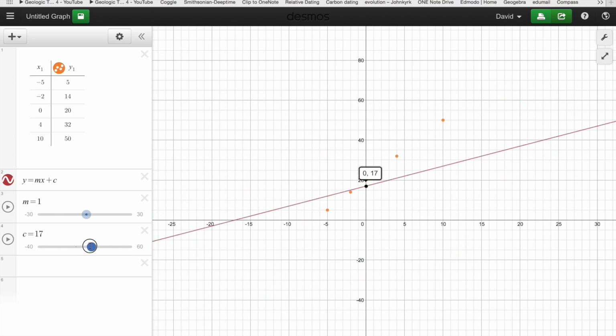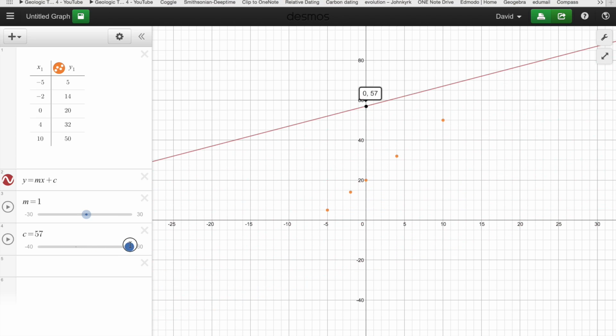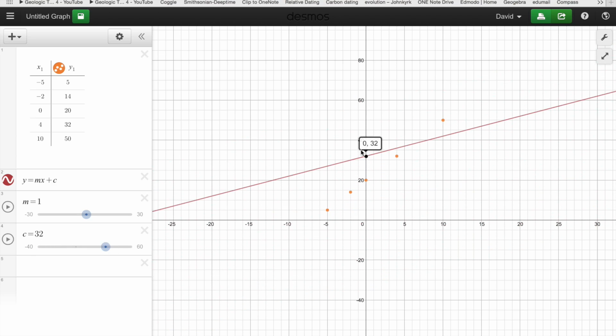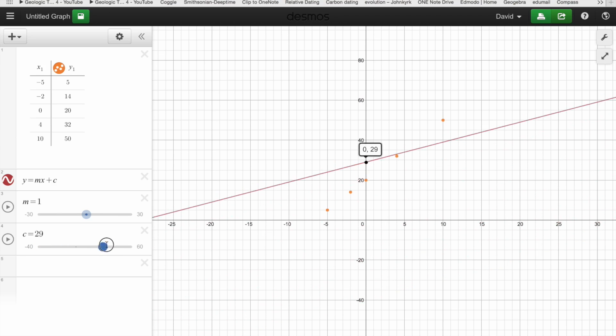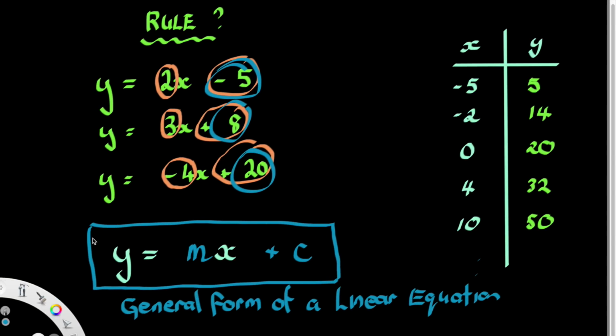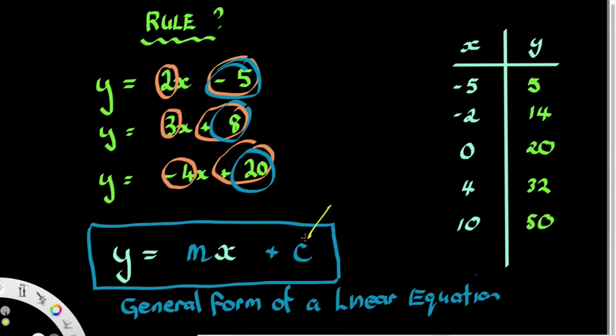So hopefully you can see that changing the c value doesn't change anything other than where the line is crossing the y-axis. And that's called our y-intercept. Where it cuts the y-axis, that's called the y-intercept, and it's our c value that tells us that. So that c value is the y-intercept, where it's crossing the y-axis.